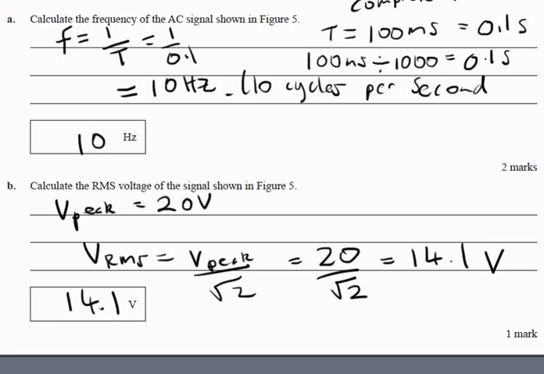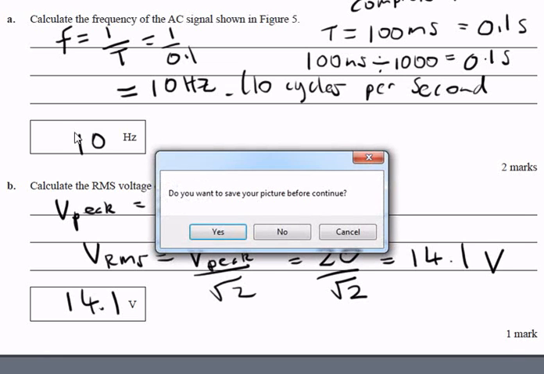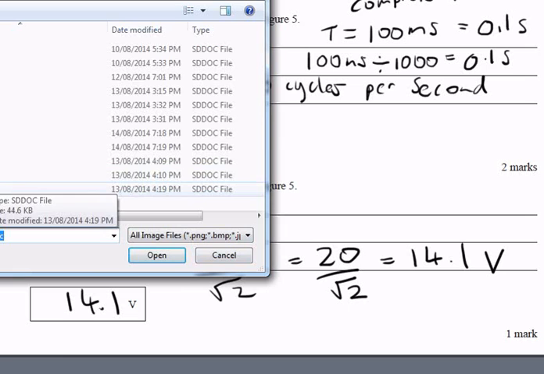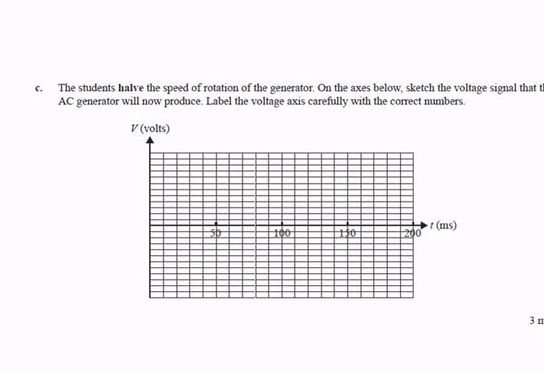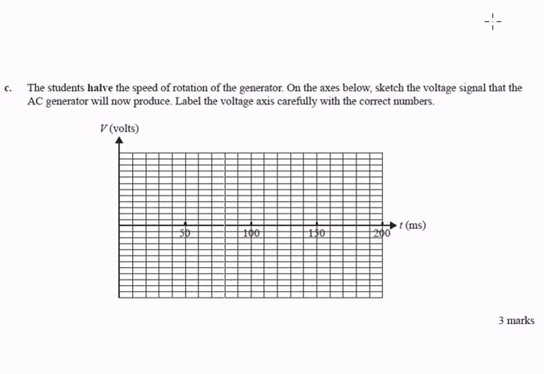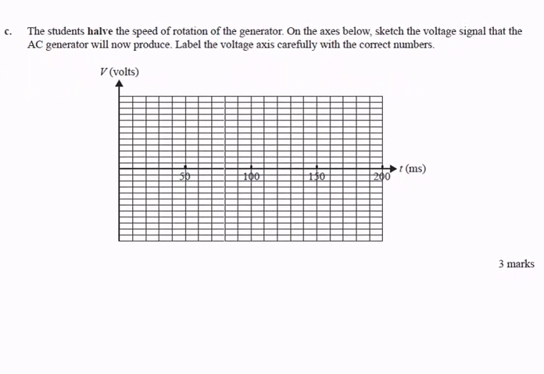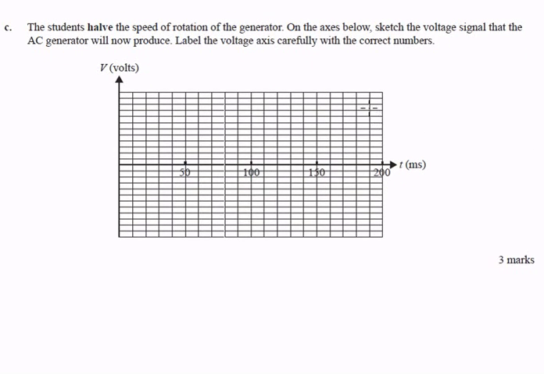Alright, let me just open up the last question. The students now halve the speed of the rotation, so they're going slower with their rotation of the AC alternator. On the axis below, sketch the voltage signal that the AC generator will now produce. So before we had one cycle done by 100 milliseconds, 2 cycles by 200 milliseconds. So they're not going as fast now. One cycle will be completely done by 200 milliseconds.